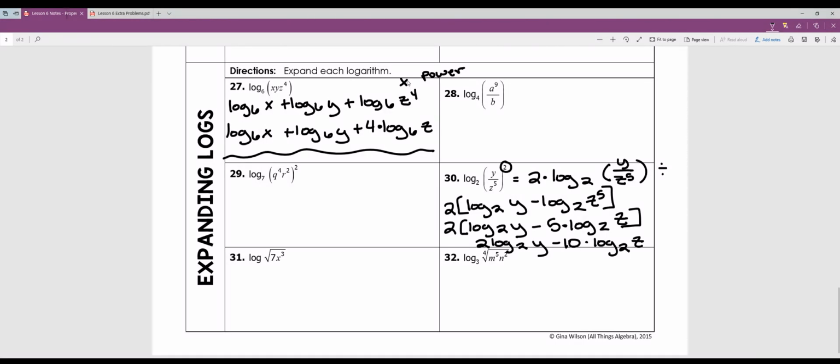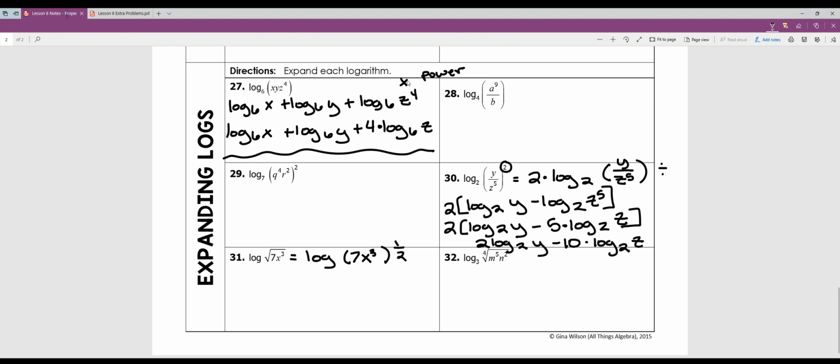I can rewrite this as the log of 7x. Sorry, that looks like a z. Let me correct that. Oops, still not my eraser. Okay. 7x cubed to the 1/2 power.